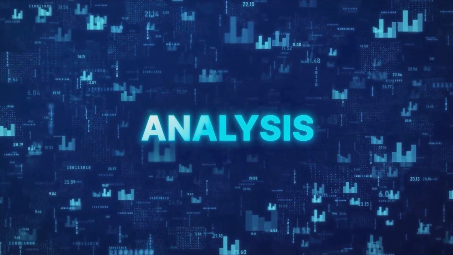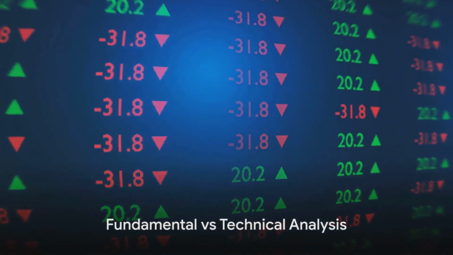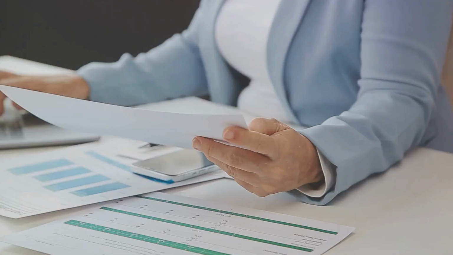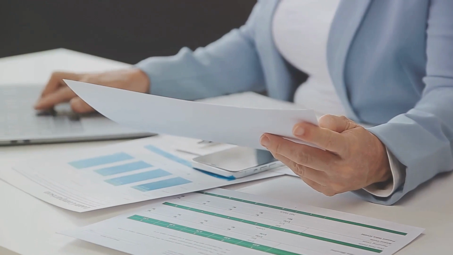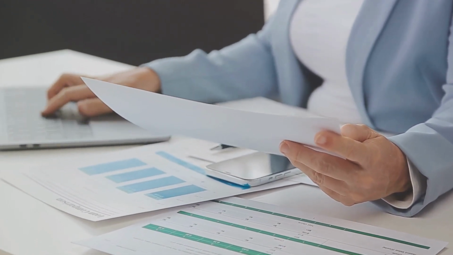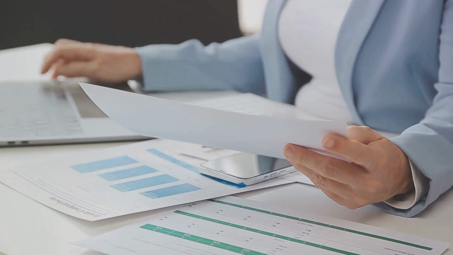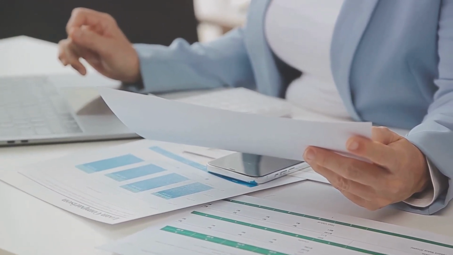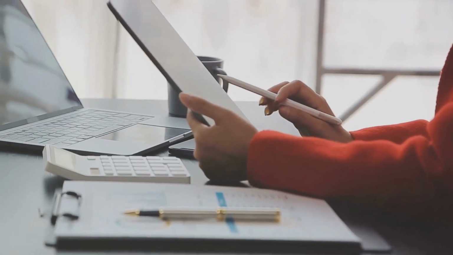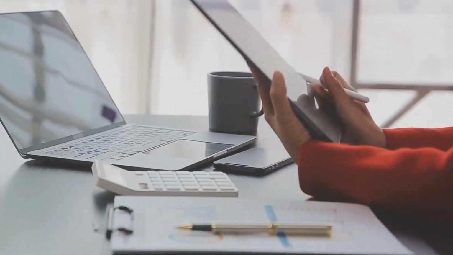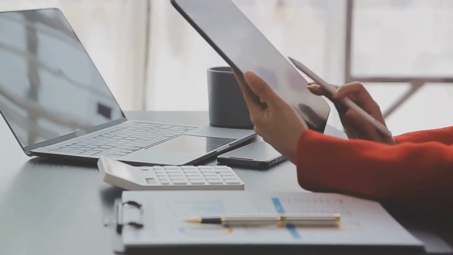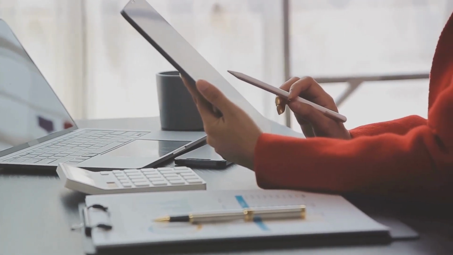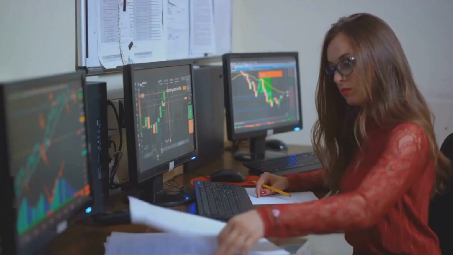But how do these two compare? Let's find out. So now we know what fundamental and technical analysis are, but how do they stack up against each other? Let's start with the primary differences. Fundamental analysis is, at its core, an in-depth examination of a company's overall health. It focuses on factors such as a company's earnings, the state of the economy, industry conditions, and management effectiveness. It's about evaluating the intrinsic or real value of a company. This method is often used for long-term investment strategies, where the goal is to invest in companies that are fundamentally strong and undervalued in the market.